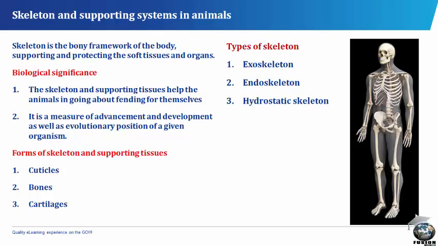Cartilages. The cuticles contain a waxy substance called chitin, which is located externally. This type of exoskeleton is called cuticular. Examples are found in arthropods.